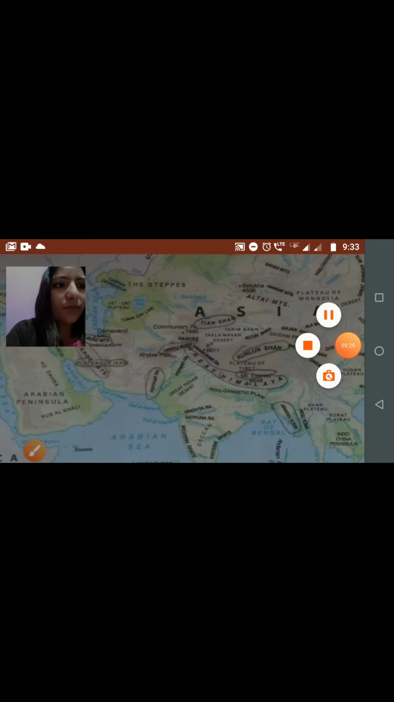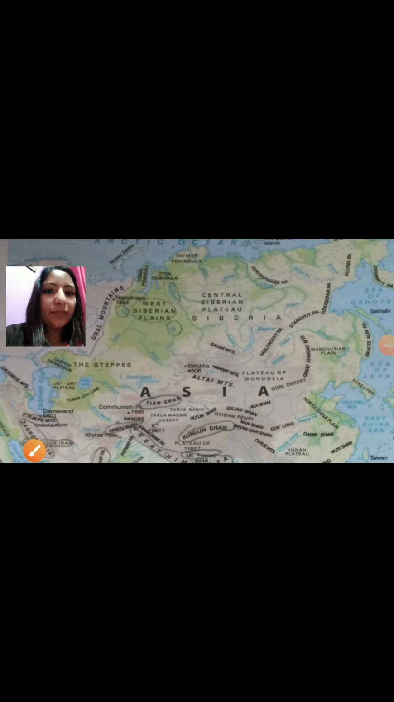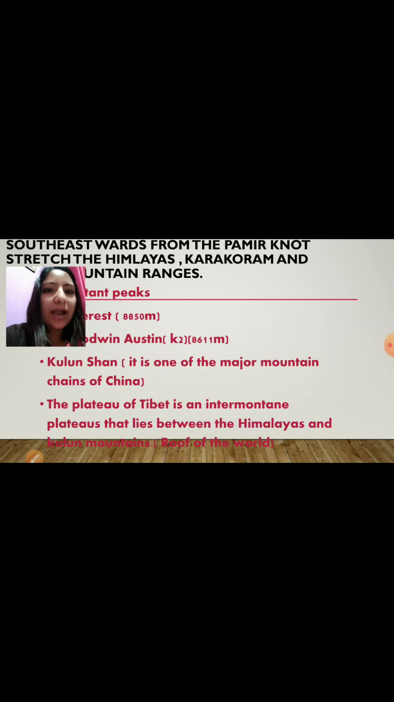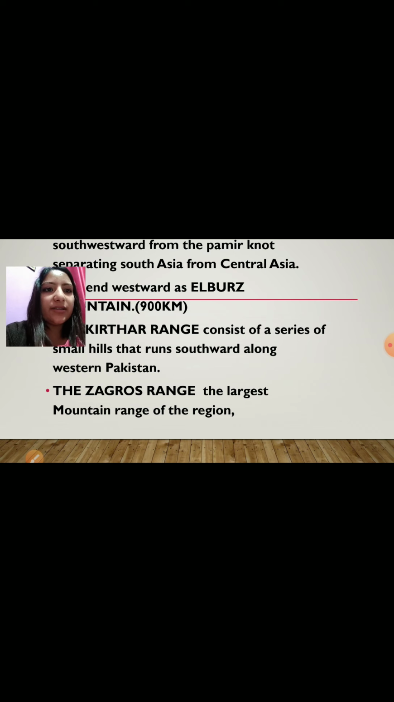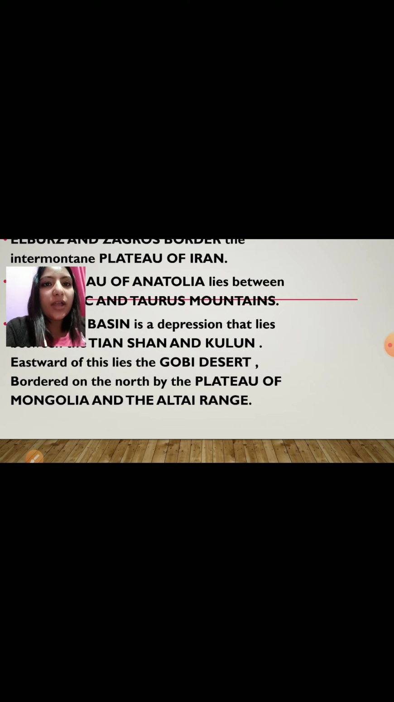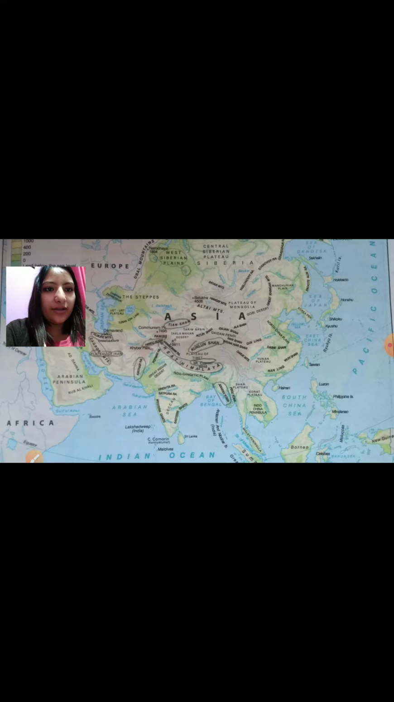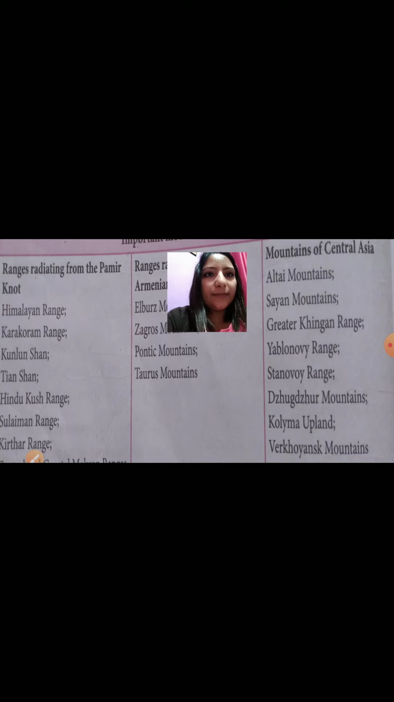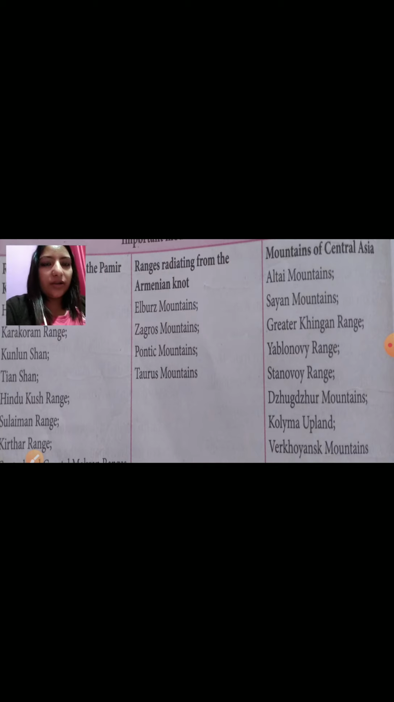Okay, so all these important names of the mountain systems have been written. The ranges and mountains, whatever I explained, everything has been written here for your convenience. Okay, now we will see the pictures again. The names of the important mountain ranges are written in these 3 columns. You can all note it down in your notebook. So these are all the important mountain ranges of Asia. So this is all about the central mountain system.